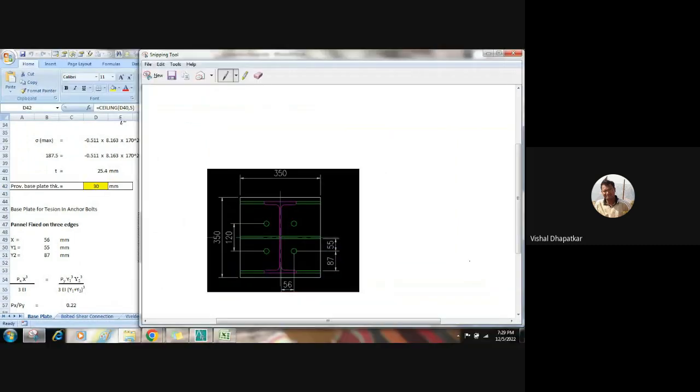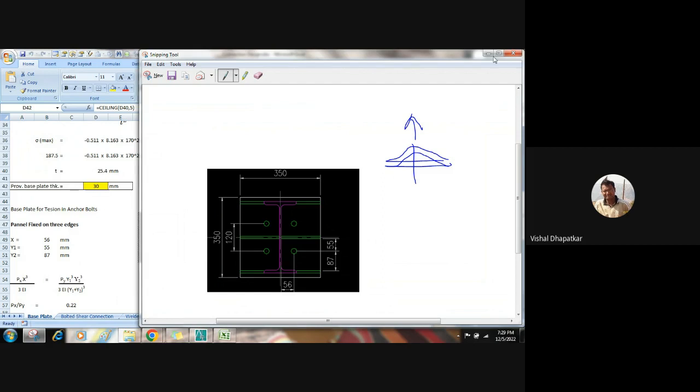So if this is the plate, and if this is the bolt, and the bolt is in tension, what will happen? The plate will try to lift like this, or it will bend like this. So there will be a deflection in the plate, right?